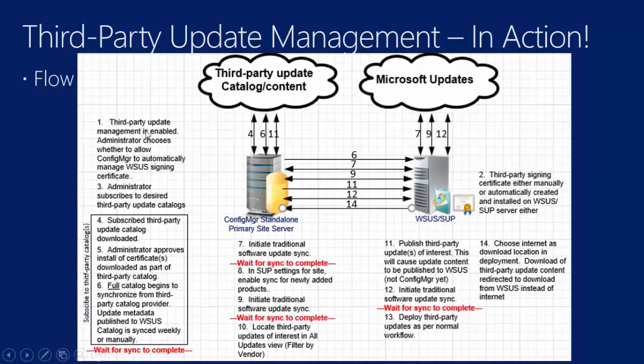So step number one is that the third-party update management has to be enabled. We did that. The administrator chooses whether to allow ConfigMgr to automatically manage the signing cert or to use a third party. So we did all that. Once we do that, step two is the third-party signing cert is either manually or automatically created and installed on the WSUS SUP server.